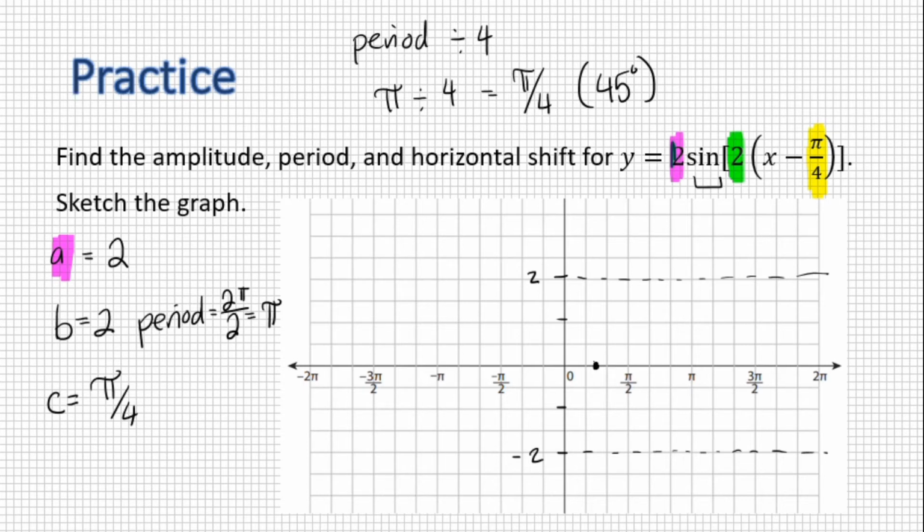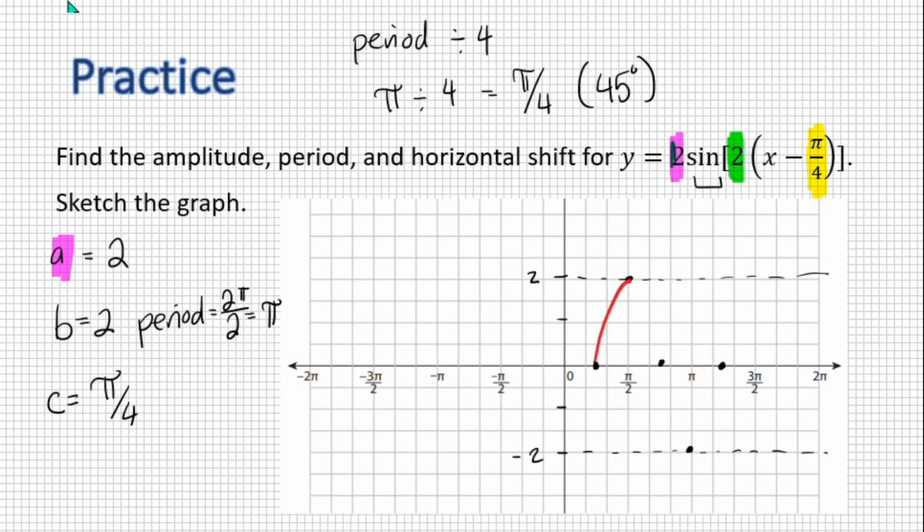So if I'm starting at 0, I know the sine graph is positive, so I'm going to go up to a maximum in 45 degrees. And then 45 degrees later, or pi over 4 later, I'll be back to 0. Another 45 degrees, I'll be at a minimum, and then I'll complete the cycle 45 degrees after that.